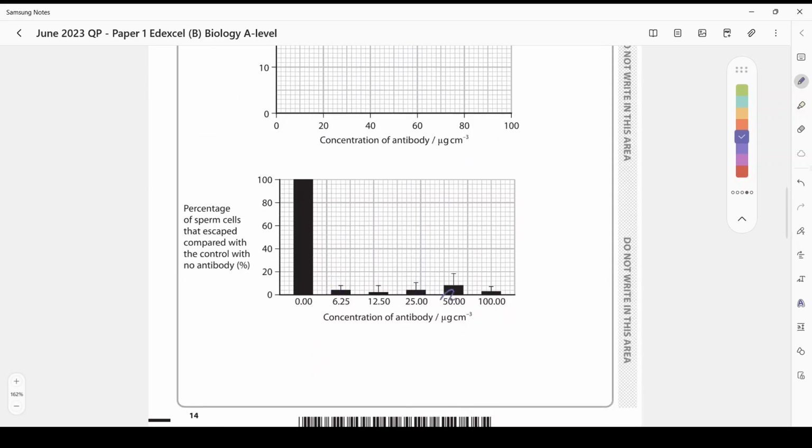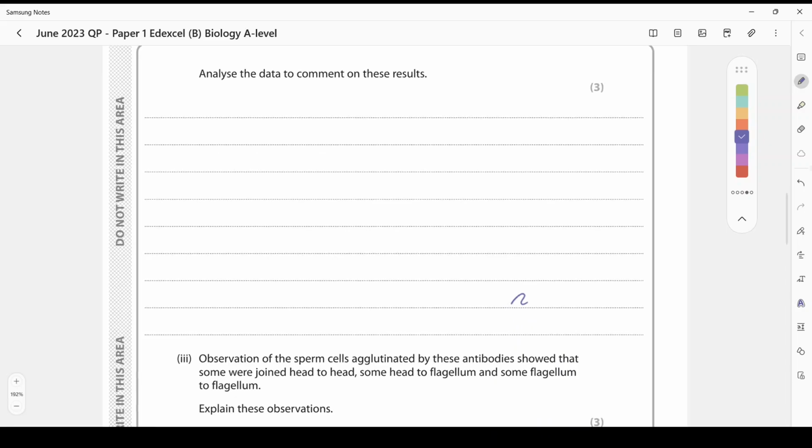For the second graph, they do have error bars. We can see that when the concentration of antibody is more than 6.25 micrograms per cm³, the percentage of sperm cells that escaped is relatively low. And because the error bars overlap between these 1, 2, 3, 4, 5 concentrations, there is no statistical significance between them. All right, so let's write that down.